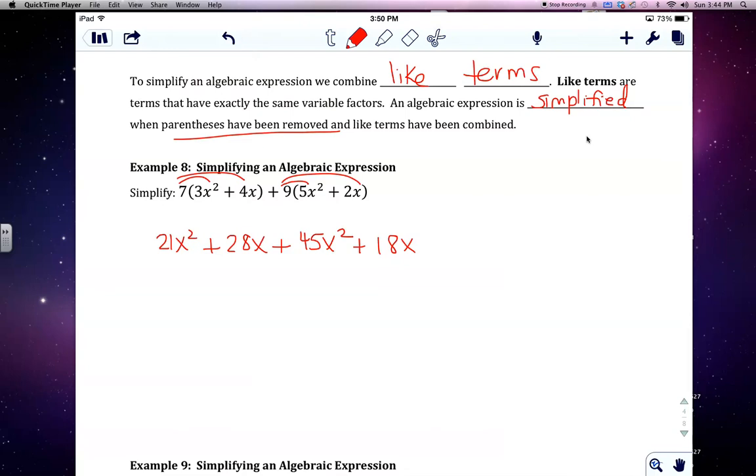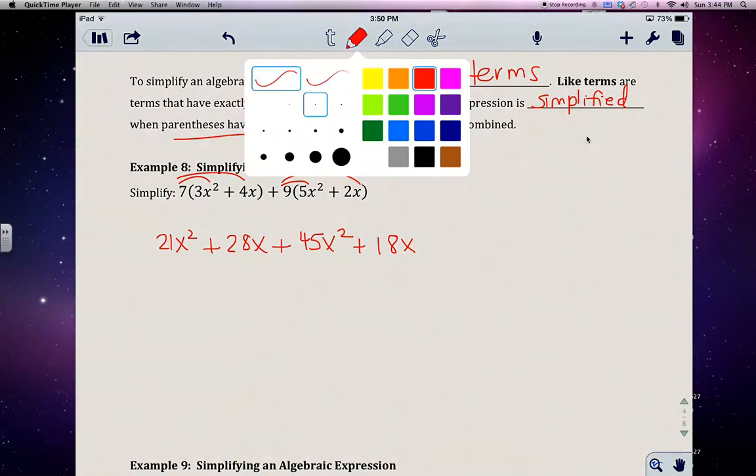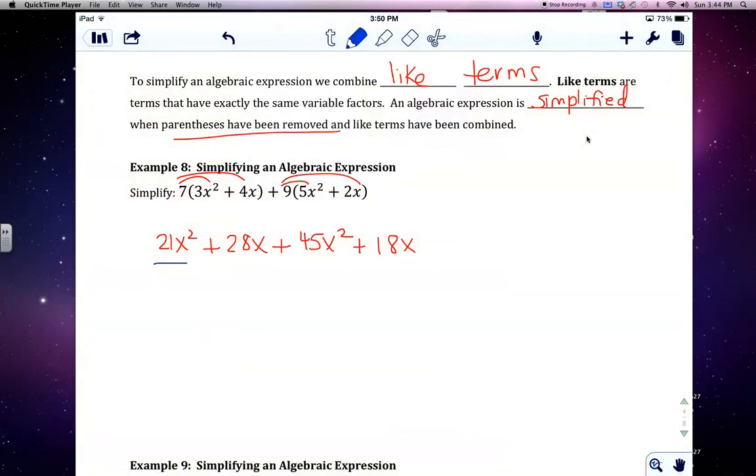And now it says like terms have been combined. Well, we do have like terms. Notice how the 21x squared, the 45x squared, is like the 18x. The 21 plus 45, when we add like terms, we combine the coefficients, the numbers in front. So I get 66, and then I keep the variable part, I get x squared. And then 28x plus 18x gives me 46x, so plus 46x. I can't combine this and this because they both have different variable parts.